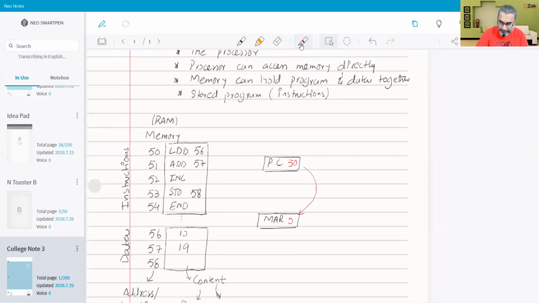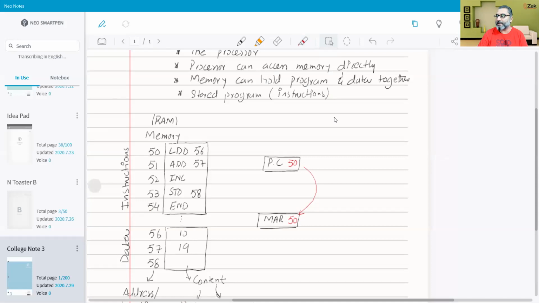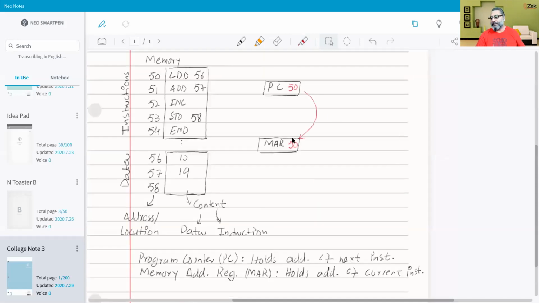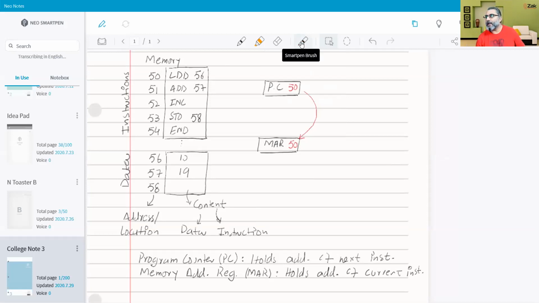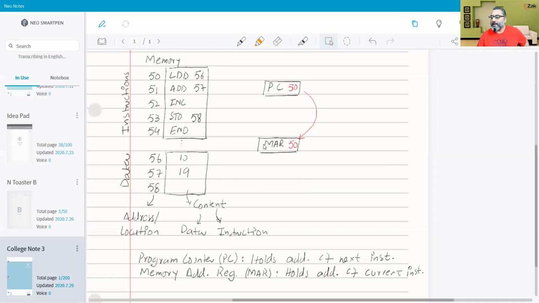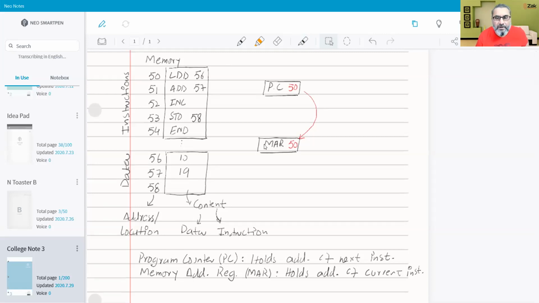MAR now has 50, which is the address of the instruction which now requires to be executed, not the instruction itself, the address. But first we have to deal with one contradiction. The contradiction arises when the program counter says that it holds the address of the next instruction, and the memory address register says that it holds the address of the current one. When they both are saying two different things, how come they both are holding 50? PC says that it is holding the address of the next instruction. Next instruction is 51, not 50. And MAR says that it is holding the address of the current instruction. So the current instruction is 50. So if the current instruction is 50, PC cannot have 50. It should be a different one.